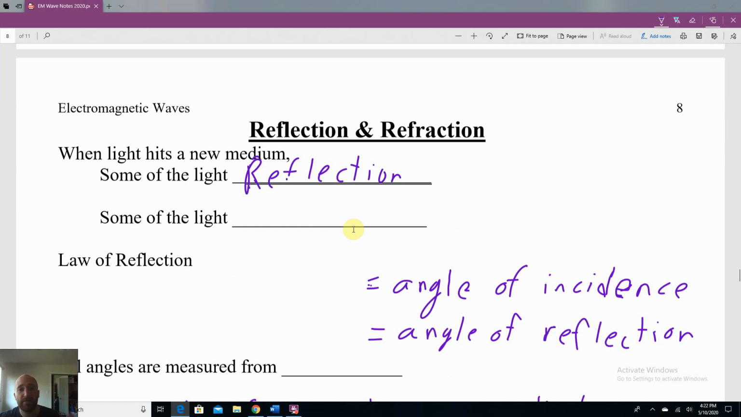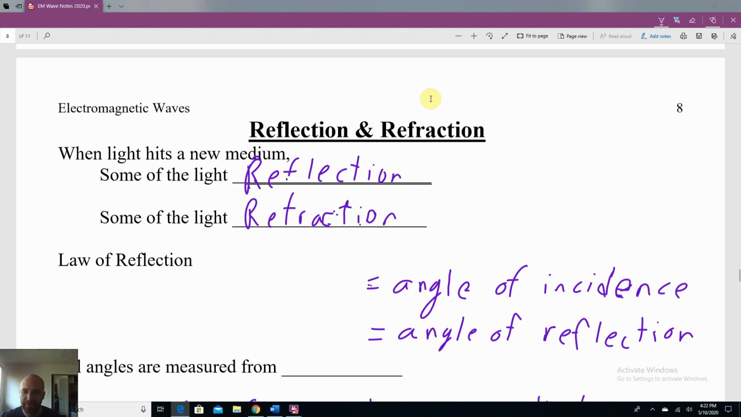And some of the light does something different but sounds similar. Some of the light undergoes a process called refraction. So both of these things will happen to light when it hits a boundary. We'll start with reflection. It's a little simpler, a little bit less to it, and then we'll move on to refraction, which is a little bit more complicated. But when light hits a change in medium, again, both of these two things happen.